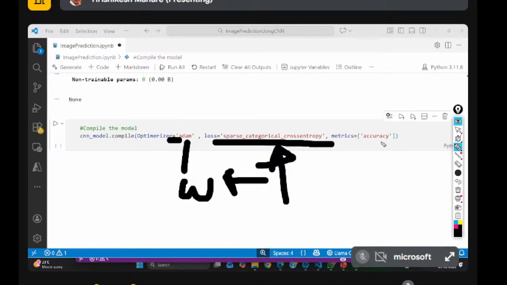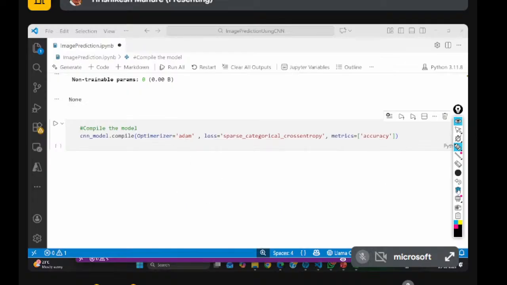And what is the accuracy? What is the metric? We are able to judge the model on the basis of the accuracy. Am I correct? That's why I'm taking the metric as accuracy. Write down this one.